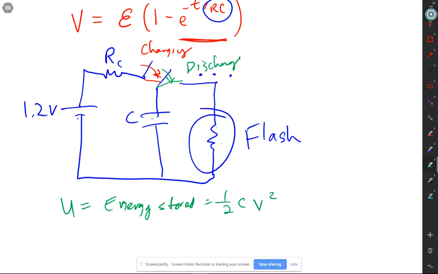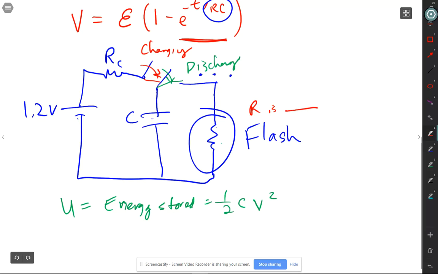I need to increase it. I need to have a pretty large capacitance to store a fair amount of energy. But then when I discharge it, it needs to discharge quickly. So what does the resistance of the flash have to be for it to discharge quickly?